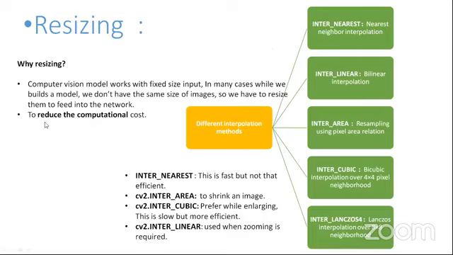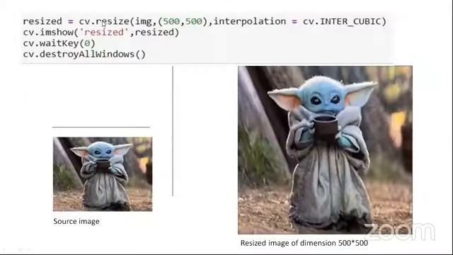So we need to do a resizing too. In a resizing function, we will have this resize function. This is very simple. We have to give img, the image, the dimension which you want, and the interpolation. Now we will see, guys, what is interpolation.